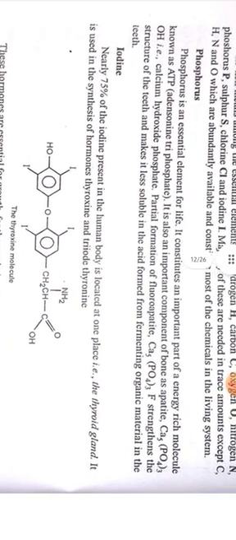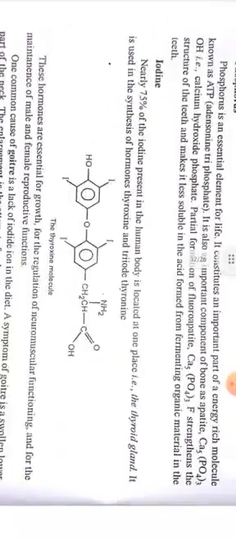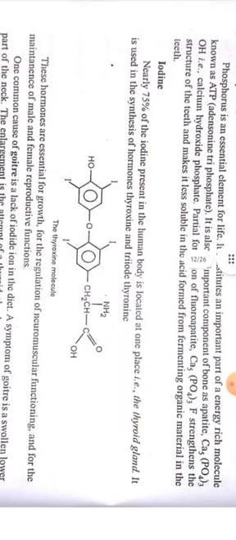The first non-metal is phosphorus. Phosphorus is an essential element for our life. It is a constituent of an important energy-rich molecule known as ATP, adenosine triphosphate, and it is also an important component of bone as apatite, Ca5(PO4)3OH, calcium hydroxide phosphate. Partial formation of fluoroapatite, that is Ca5(PO4)3F, strengthens the structure of teeth and makes it less soluble in the acids formed by fermenting organic material in the teeth.